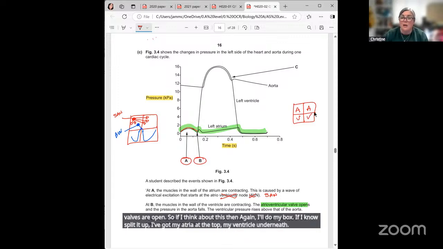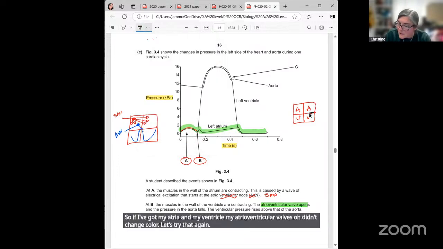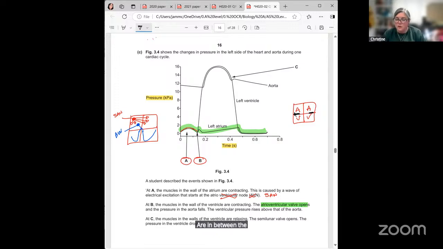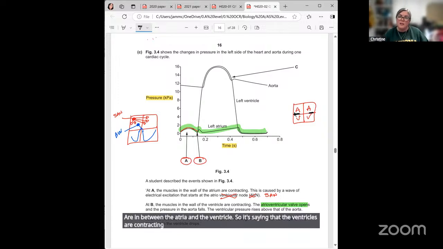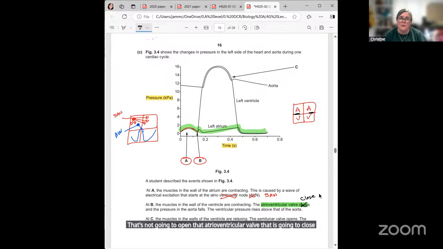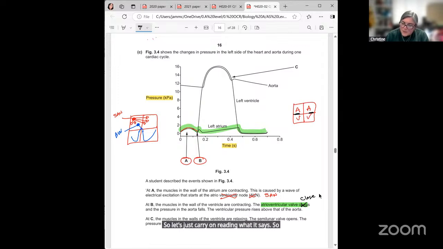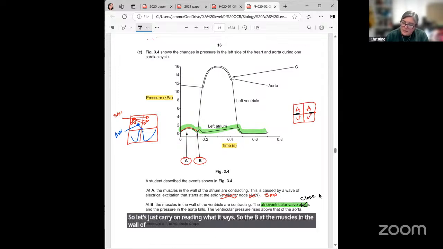My atrioventricular valves, let's try that again, are in between the atria and the ventricle. So it's saying that the ventricles are contracting. If the ventricles are contracting, that's not going to open the atrioventricular valve. That is going to close the atrioventricular valve. So let's carry on reading what it says. At B, the muscles in the wall of the ventricle are contracting, the atrioventricular valve closes, and the pressure in the aorta falls.